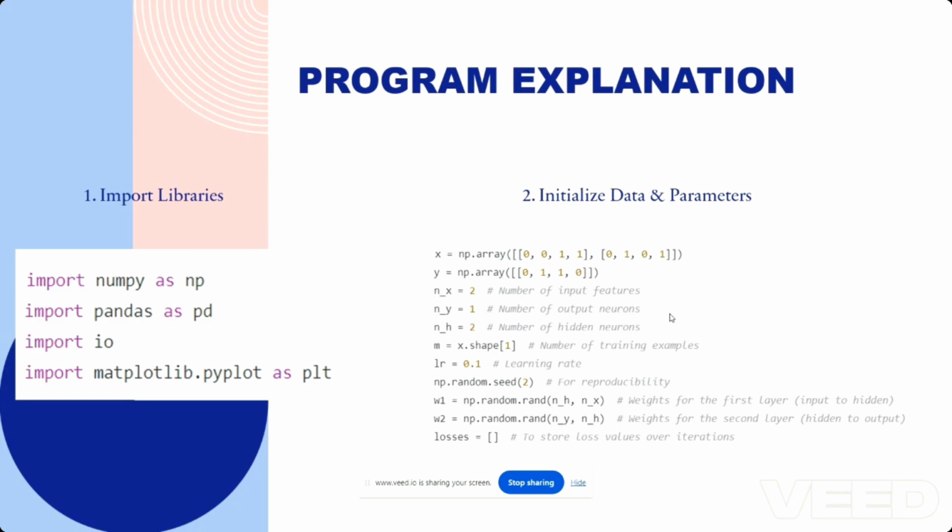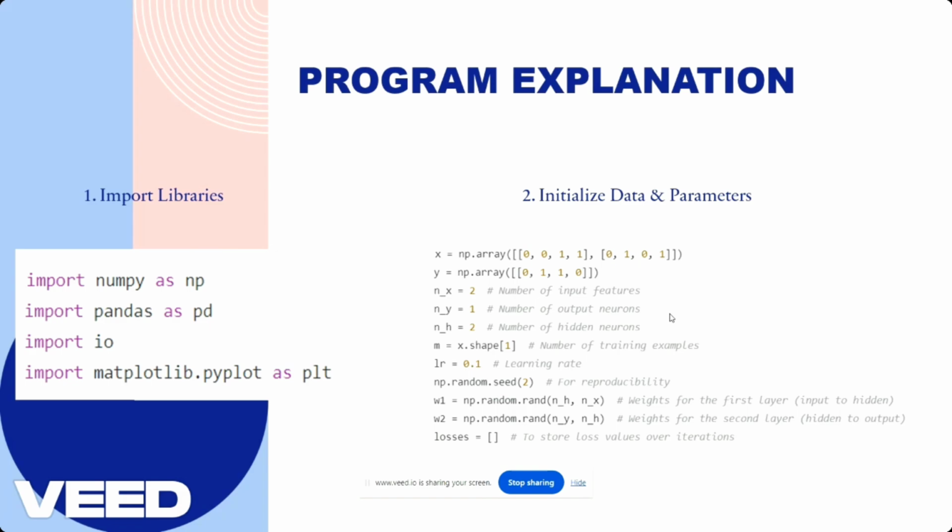Firstly, import libraries. NumPy is for numerical operations and array handling. Pandas is imported but not used in this code, typically for data manipulation. IO, which stands for input or output, is imported but not used in this code, usually for input output operations. Matplotlib is for plotting the loss graph, which we implement in this program.